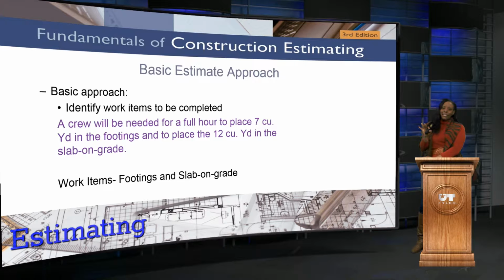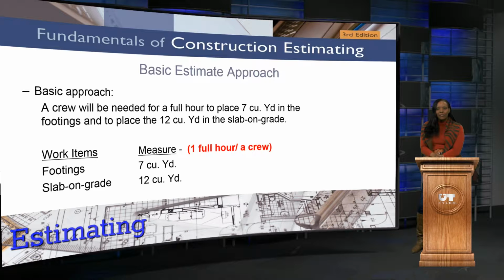So if I were to ask you to identify what are the work items that we're talking about here, well, the first thing we know is we're talking about footings, and then we're also talking about slab on grade. There are a couple other things that we can identify in this scenario, and that is it says a crew, so we are considering that this is a crew, and you're going to need this crew for, let's say, a full hour, because that's how long it's going to take to do what is described in this scenario.